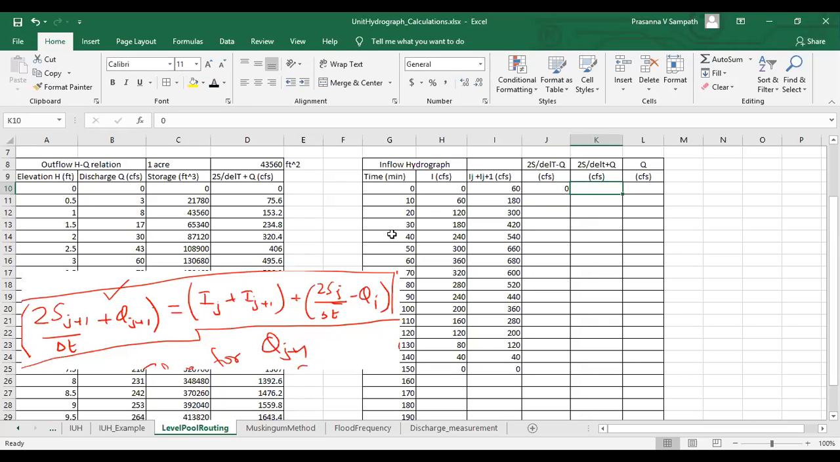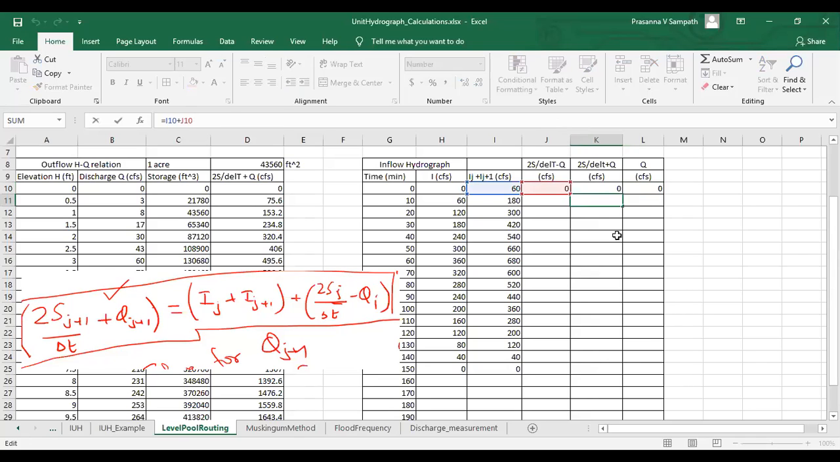Is 2s by delta t plus q defined for time step j? The next column that you see over here, 2s by delta t plus q, is also 0 at time step 0. What is the outflow at time t equal to 0? You already know this, 0. So we'll just fill this in. These numbers don't have any meaning because we have not computed anything. Now we go to time step j plus 1.